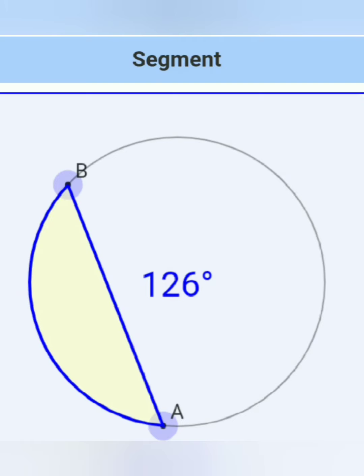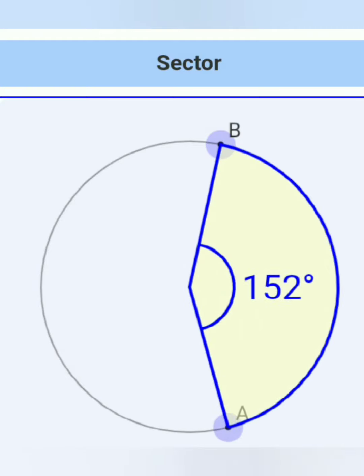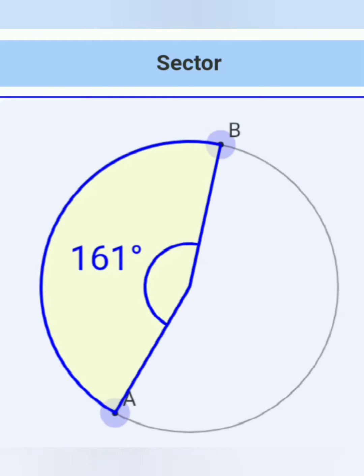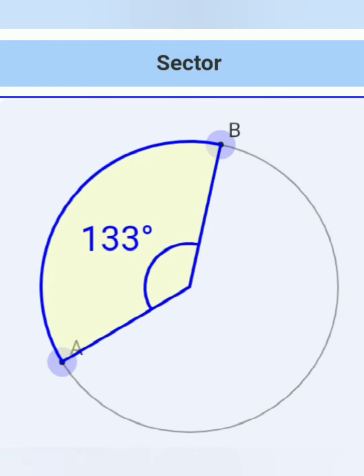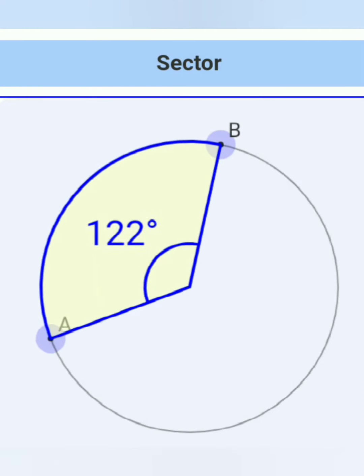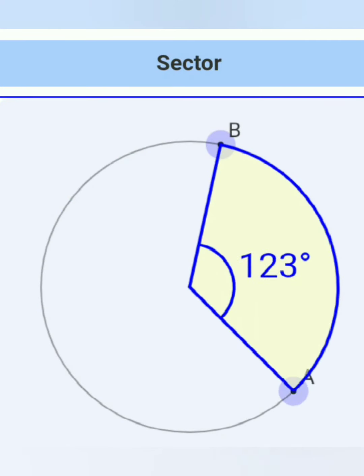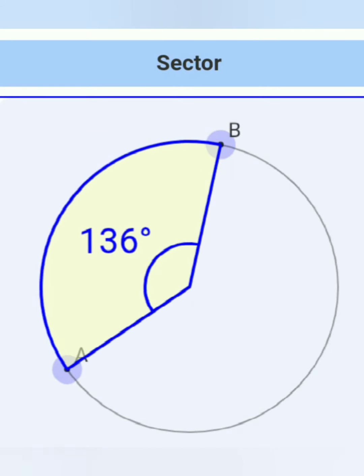The portion enclosed between two radii and an arc is called a sector. For example, when we cut a pizza piece from a whole pizza, the portion that we took is a sector. It becomes a sector.